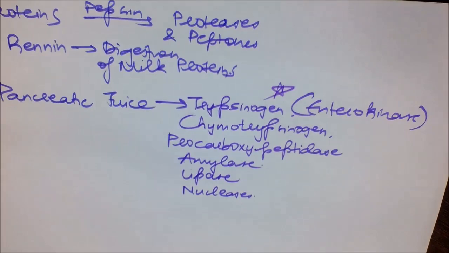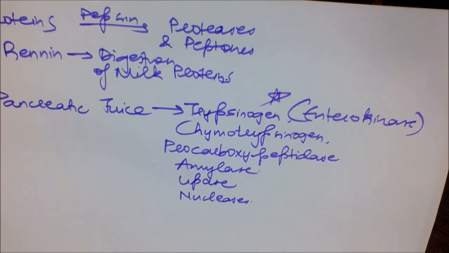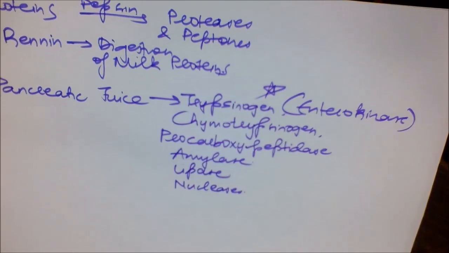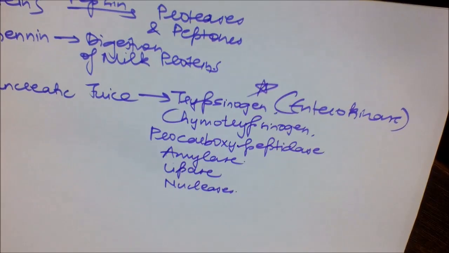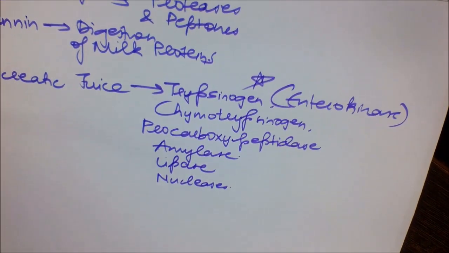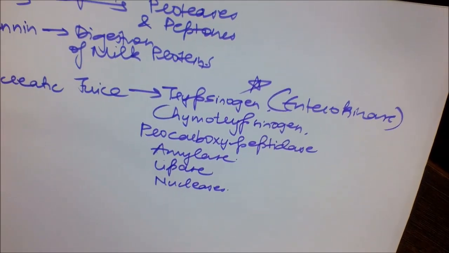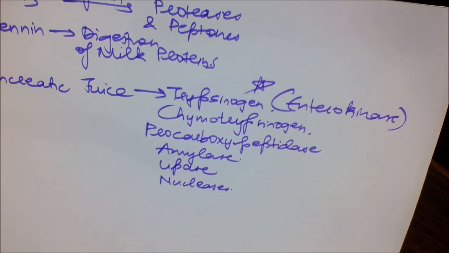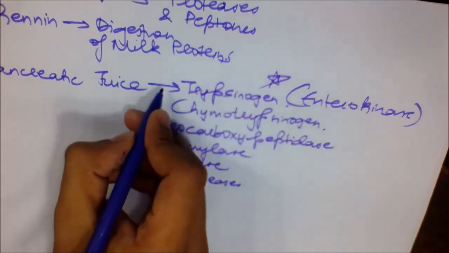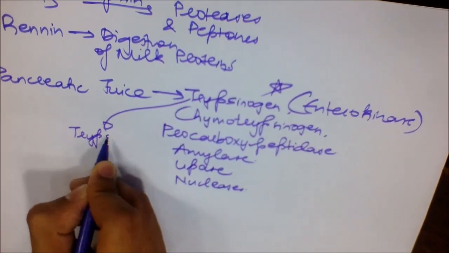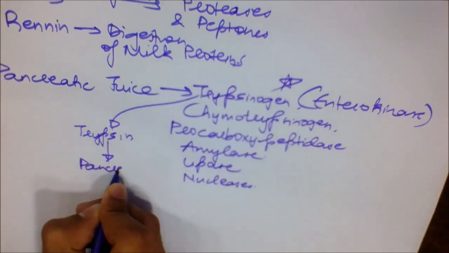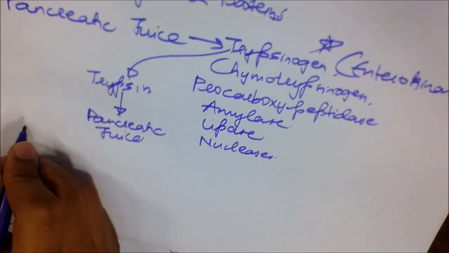It is extremely important that we remember these names while we talk about the digestive system. Trypsinogen gets activated to an enzyme known as trypsin, which in turn activates other enzymes in the pancreatic juice, which we'll study at a later stage.